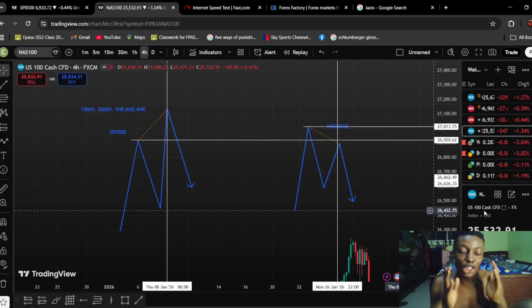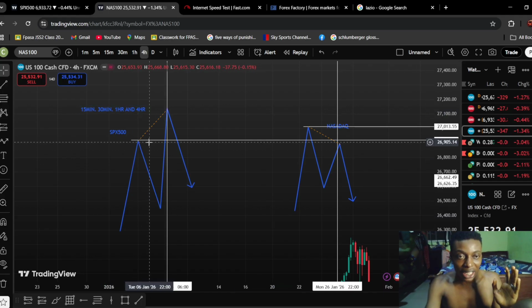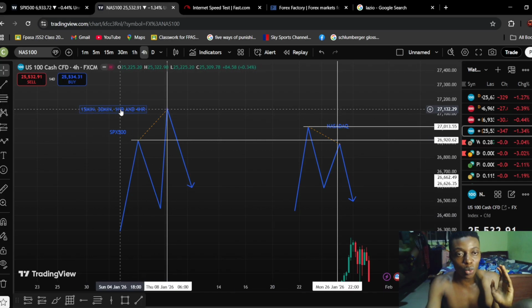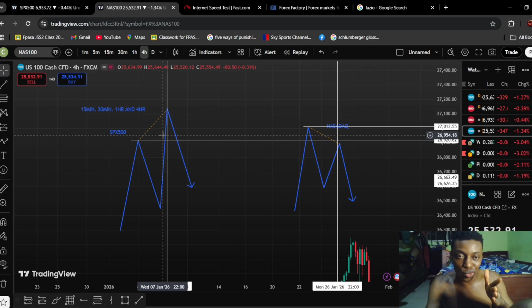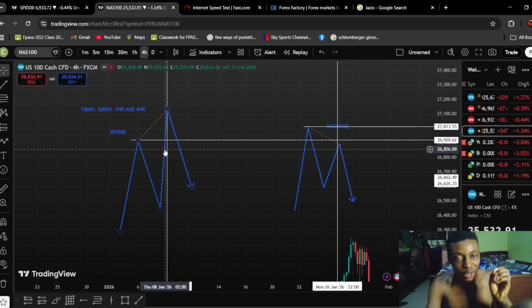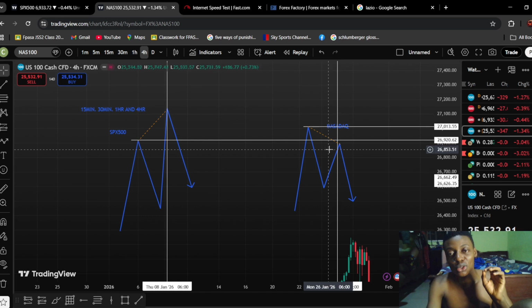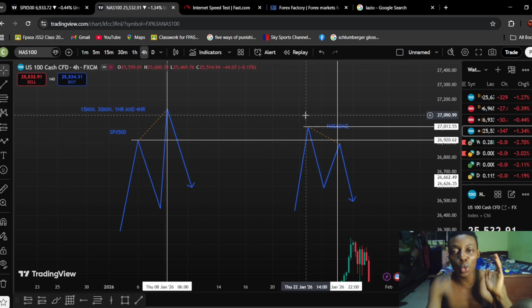This is my first scenario. If we sweep a high time frame high, which is a 15 minutes, 30 minutes, 1 hour, or 4 hour, we sweep a high on one of the correlating pair and we don't sweep it on the other pair. Immediately I'm scaling to 1 minute time frame looking for entry.